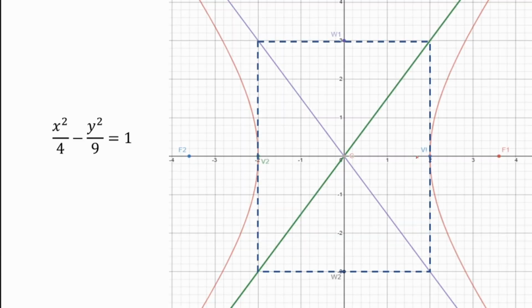To graph, we have the illustration. Our equation is x squared over 4 minus y squared over 9 equals 1. And this is our graph. And that's all guys. Thank you for watching.